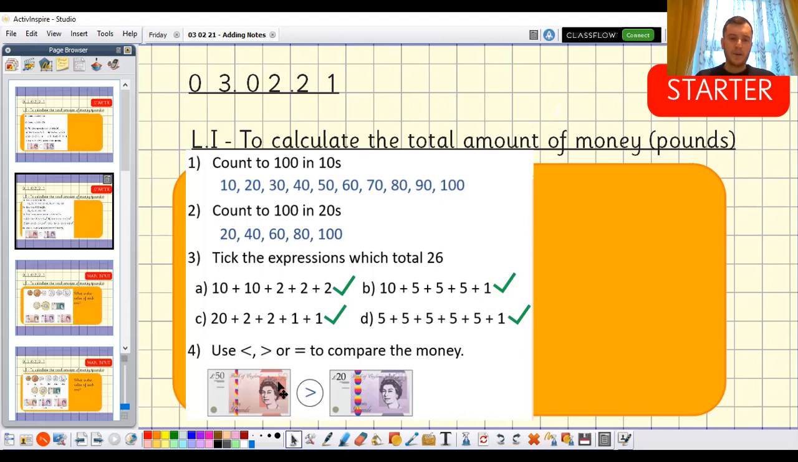And this time around, £50 is greater than £20. Remember, if you're not sure which way around the symbol should go, the crocodile always opens its mouth towards the bigger value because it's so hungry. So it's opened its mouth towards the £50 note. £50 is greater than £20.